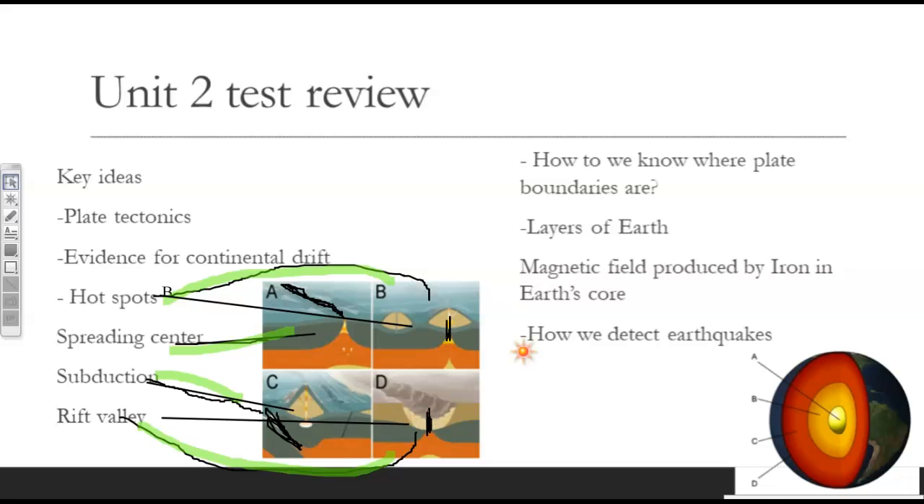And then finally, how do we detect earthquakes? What's that tool? We said you needed 3 different types of these things, or 3 different places where you do this in order to triangulate the location of an earthquake. So what's the name of that instrument that geologists use to detect earthquakes? Starts with an S, yeah, seismometer. Wonderful. So seismometer, and that's it. If you can answer those questions, if you know that stuff, you will do fantastic.